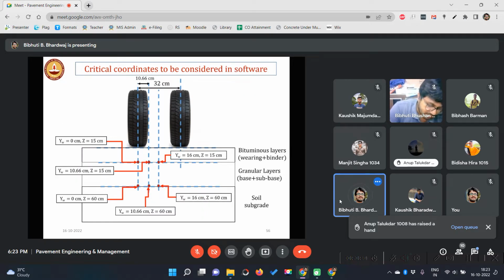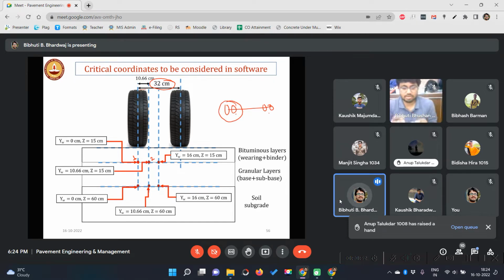So now, since in our case, our critical points are this one, number one, coming just by the side of the wall of the tire, and exactly at the center of these two tires, and this distance is the center to center spacing of two tires. So don't confuse this tire and that tire. Okay, these two are from the same side.